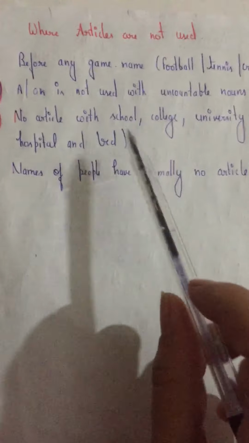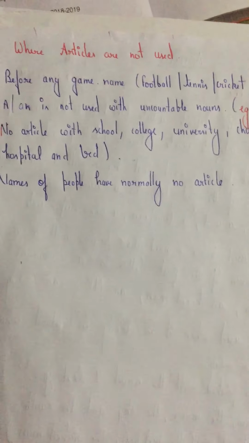And let's see where articles are not used. Before any game names. If we are taking any sports name, then no article will be used there, right? For example, if I say he plays football, so no article is used before football. Or he loves cricket. Here also no article is used before cricket.